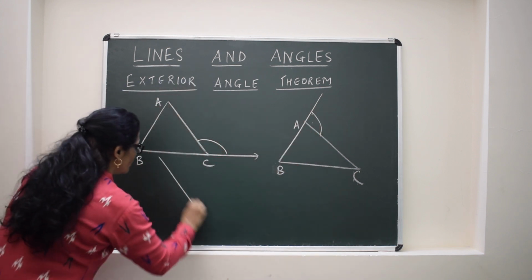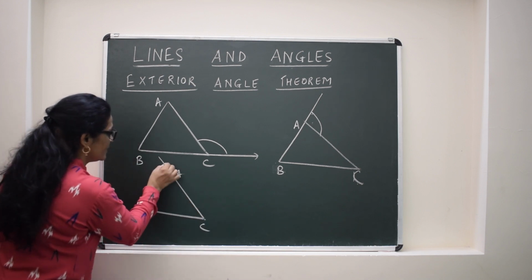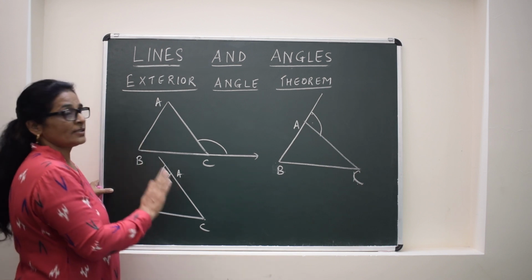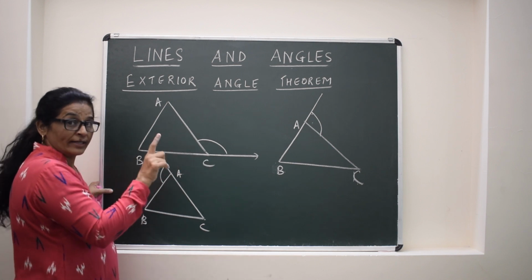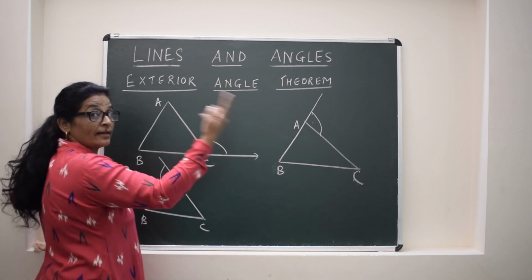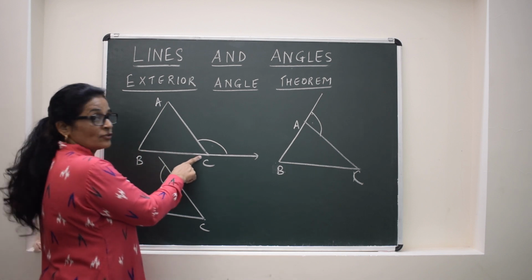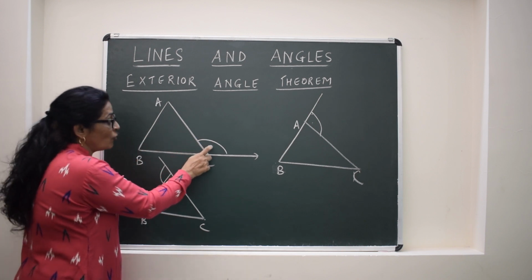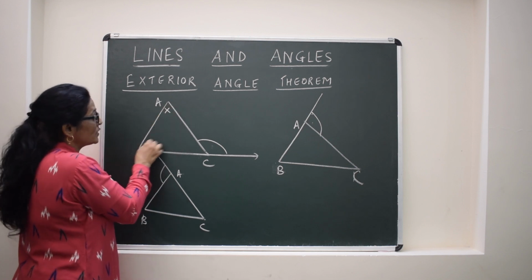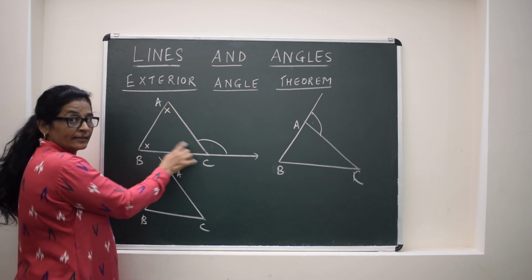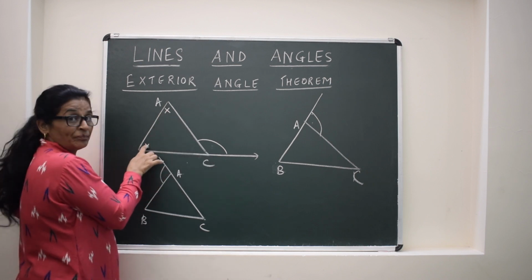Or if I have drawn like this, then on extending this CA, this exterior angle is formed. So any of the sides can be extended. If we have produced or extended one side of a triangle, then an exterior angle is formed. So this theorem says that if a side of a triangle is produced, then the formed exterior angle is equal to the sum of two opposite interior angles. There are three interior angles, but we will leave the one which is adjacent to this exterior angle. So the other two left out are these two angles.